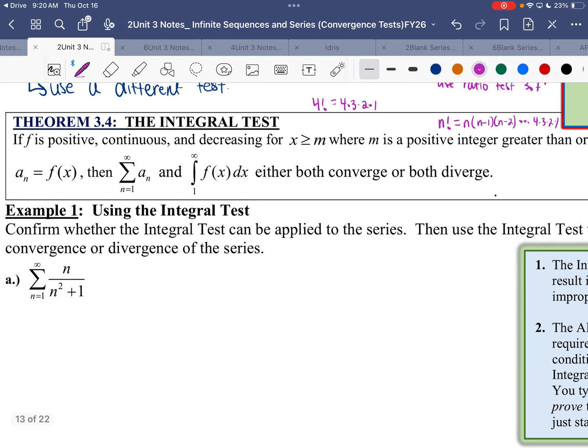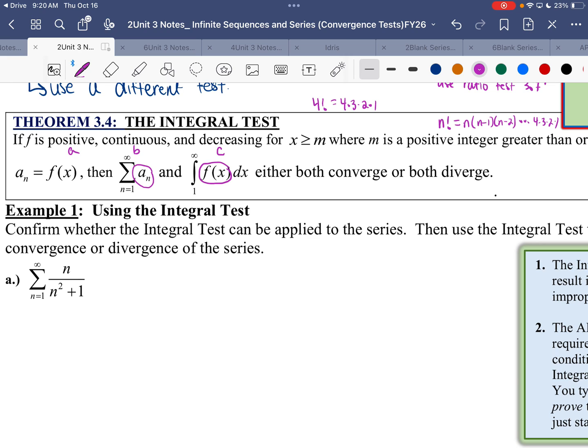So the integral test, you will probably never use it unless you have to. Unless the question says using the integral test, and then you have to. The integral test is you have to have a function. Whatever the expression is in the series, you turn it into a function that you're integrating. And that function has to be positive, continuous, and decreasing on the interval that you're integrating it from.